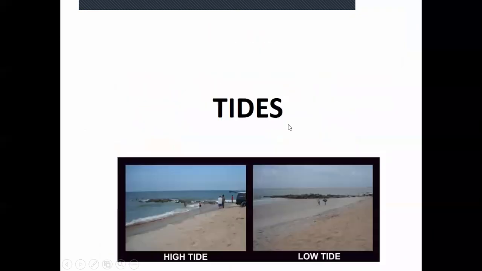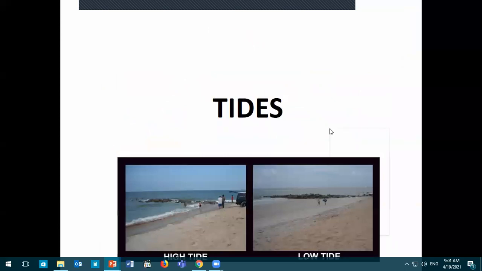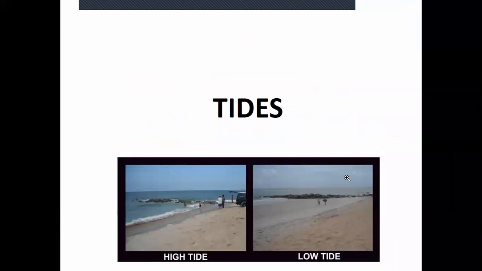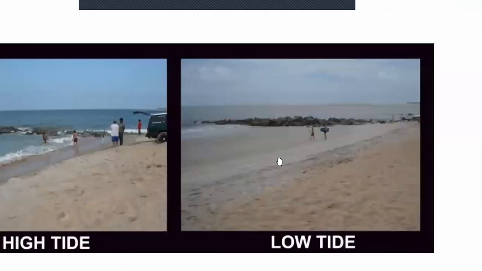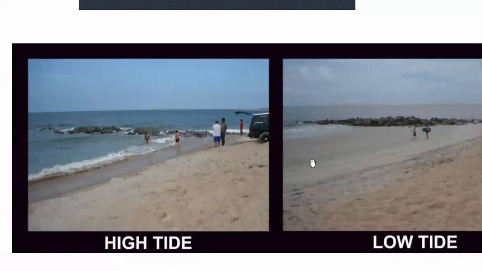Okay. Then we learn about tides, and tides is the second type of movement or the motion of the ocean, as we said at the beginning. So these are the same picture, the same place, but at different times. So in here, can you see how the water is closer to the shore, but while here we have a lot of distance to walk so we can reach the water. Can you see that? Yeah. So this is the tide.